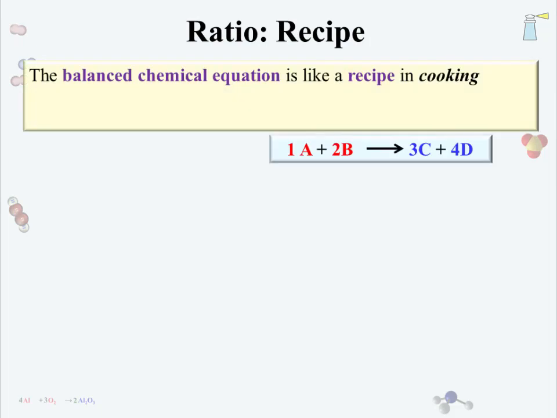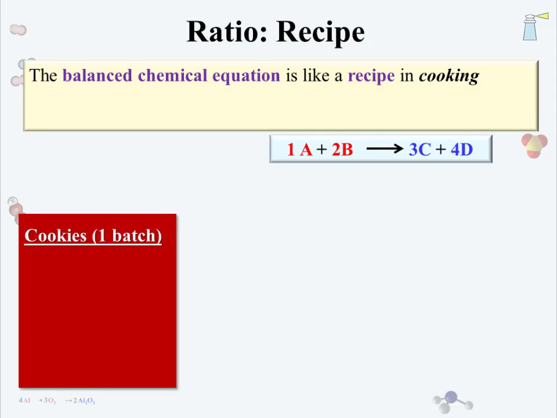While it might not seem so at the beginning, the balanced chemical equation is like a recipe in a cookbook. Consider a basic cookie recipe. This one makes 1 batch of cookies. It has 2 types of information. One is the ingredients needed to make cookies, and the other is the amount of each ingredient. The balanced chemical equation has 2 types of information. One is the chemicals in the reaction, and the second is the amount in moles of each chemical.